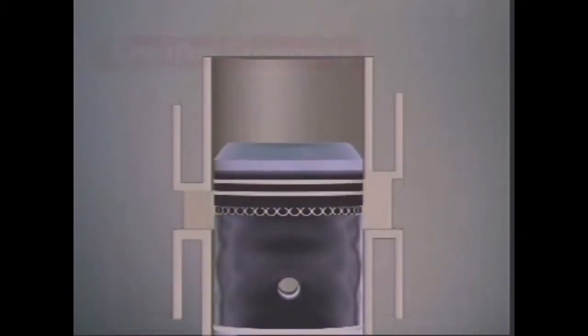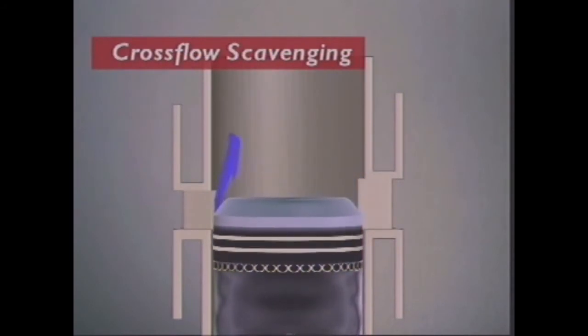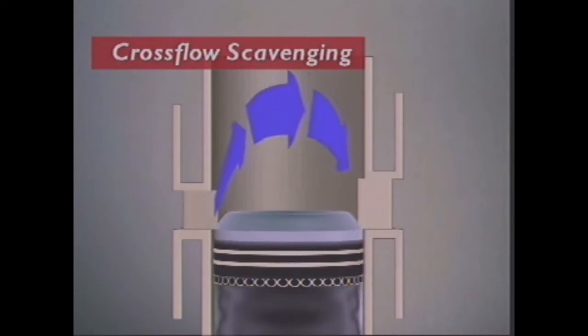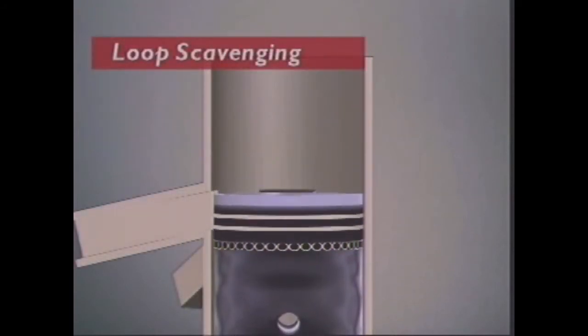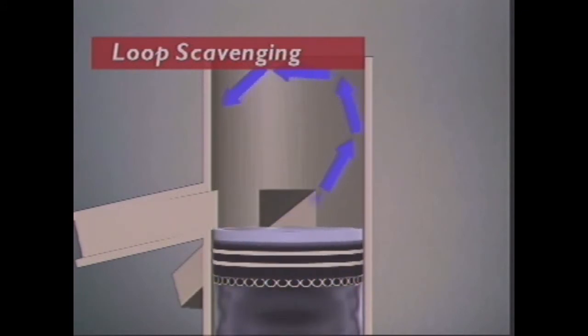Crossflow scavenging occurs when air enters on one side of the cylinder and exhaust gases exit on the other side. No valves are used and the airflow is across the cylinder. In loop scavenging, air enters across the top of the piston and flows up in a loop before moving in the direction of the exhaust port.